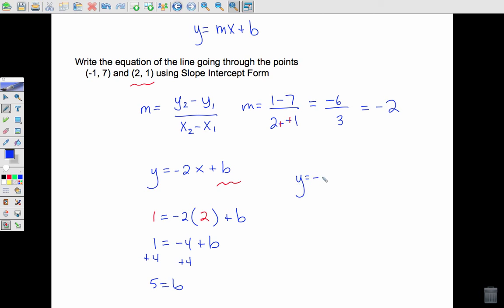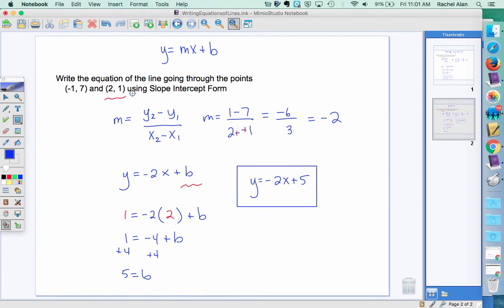So then we have everything we need to write the equation. We know the slope is -2, and we know that b is 5. And this is the linear equation that goes through the points (-1, 7) and (2, 1).